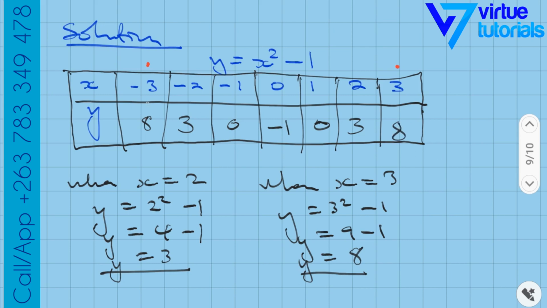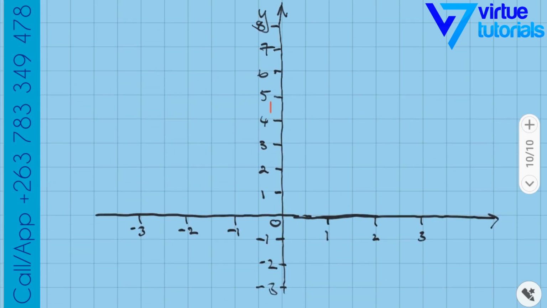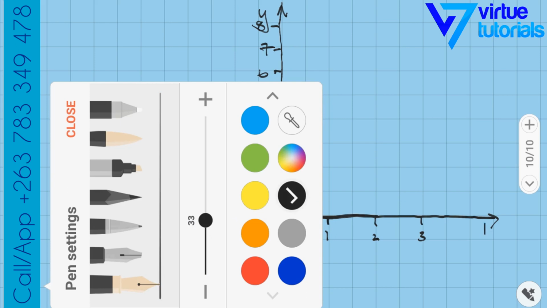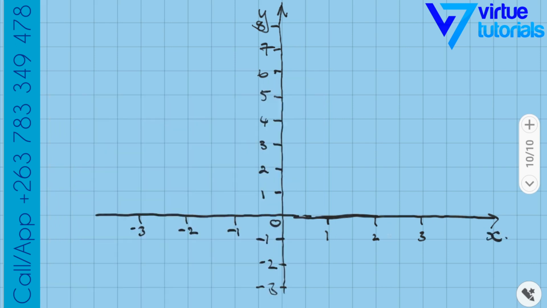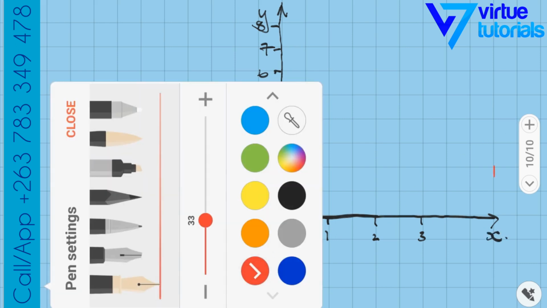Okay, so now we have our points: minus 3 and 8, minus 2 and 3, minus 1 and 0, 0 and minus 1, 1 and 0, 2 and 3, 3 and 8. So now we need to plot these points on our Cartesian plane, and then we get going. So here, I had already drawn my Cartesian plane. That's the x-axis there.